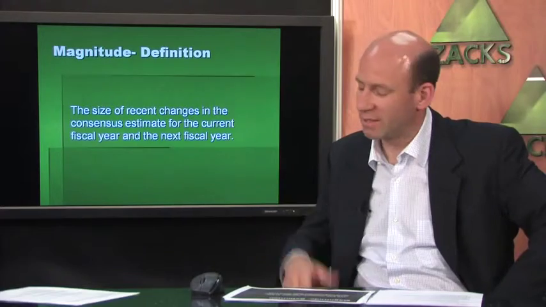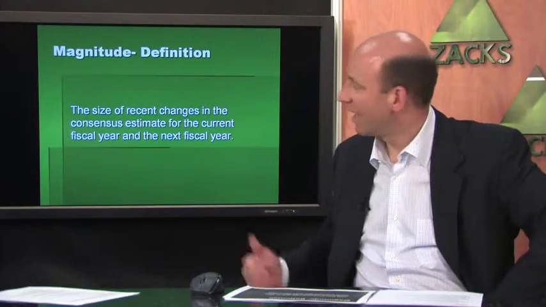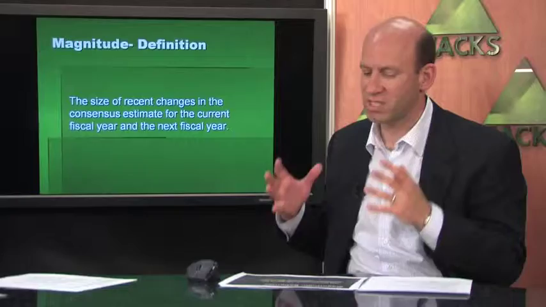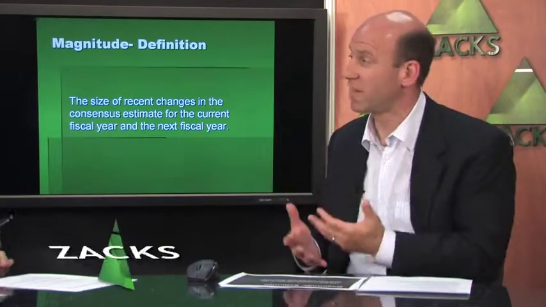Magnitude. Let's knock out the Webster's Dictionary definition of what magnitude is, and then we can get into the real good stuff of how you use that to pick better stocks. Magnitude is the size of recent changes in the consensus estimate for the current fiscal year and the next fiscal year. Some people talk about this as being the trend in earnings estimates for a company. That's another common understanding of it. But it's the size of the recent changes, or the percentage size.